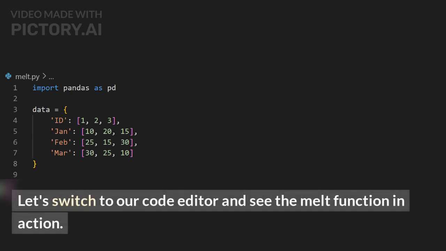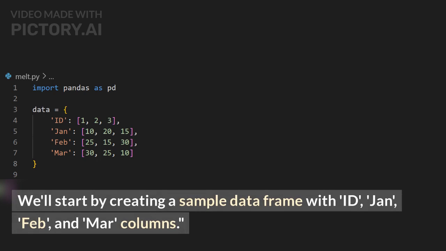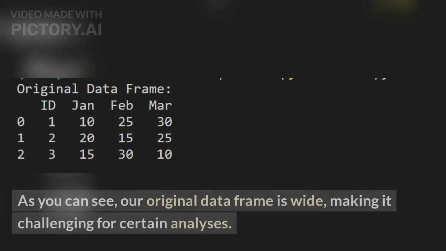Let's switch to our code editor and see the melt function in action. We'll start by creating a sample data frame with ID, Jan, Feb, and Mar columns. As you can see, our original data frame is wide, making it challenging for certain analyses.